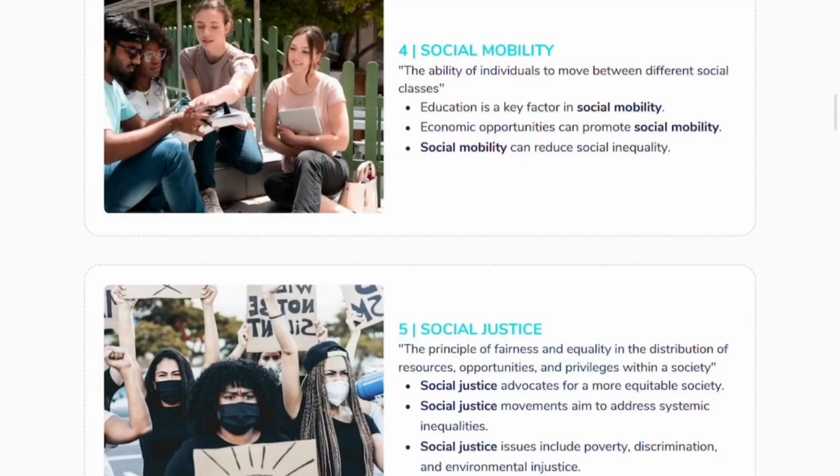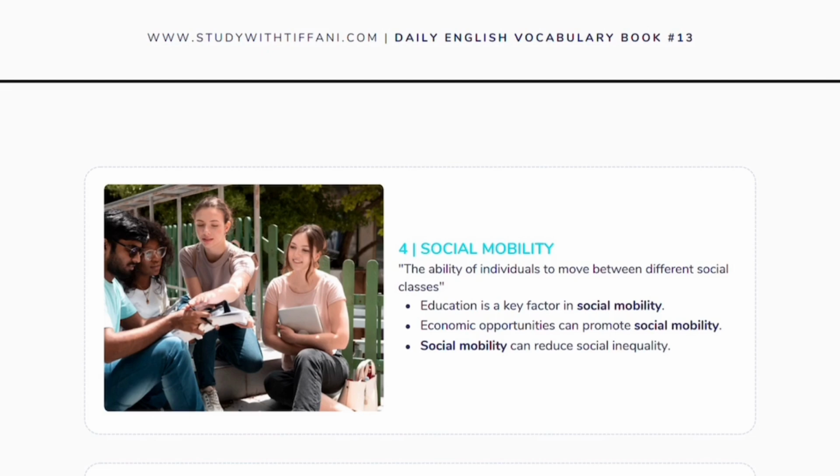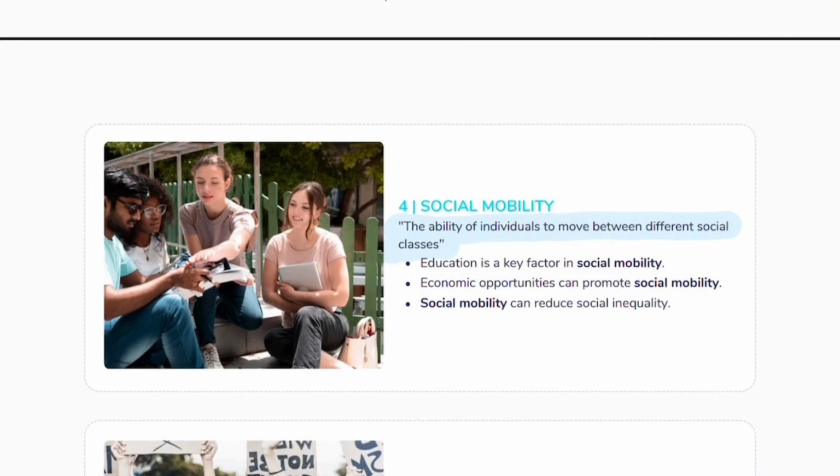Again, social mobility. The question now is, what does this term actually mean? So, social mobility just refers to the ability of individuals to move between different social classes. The ability of an individual to move between different social classes. Maybe a person was born into a poor or lower income family, but after studying hard and working hard, they were able to move up and earn a lot of money and bring their family members with them.